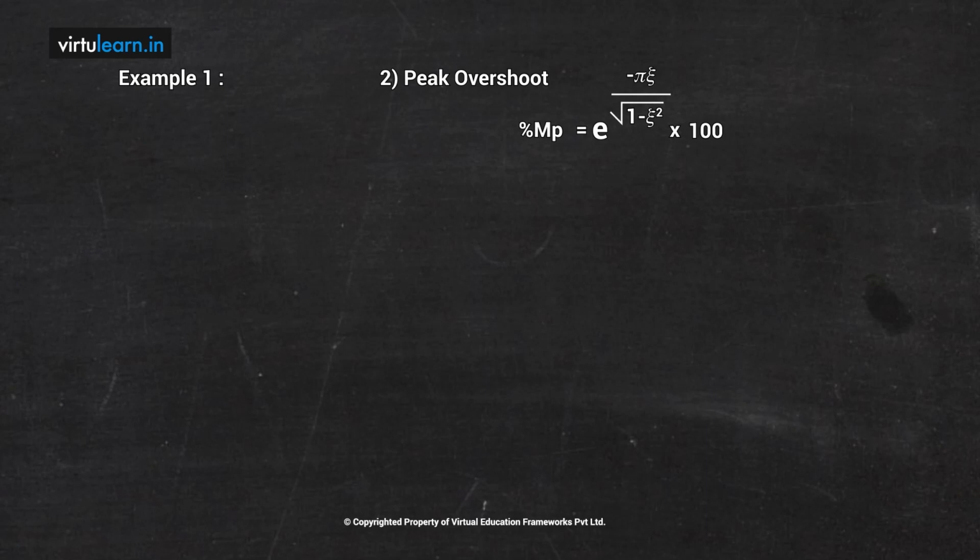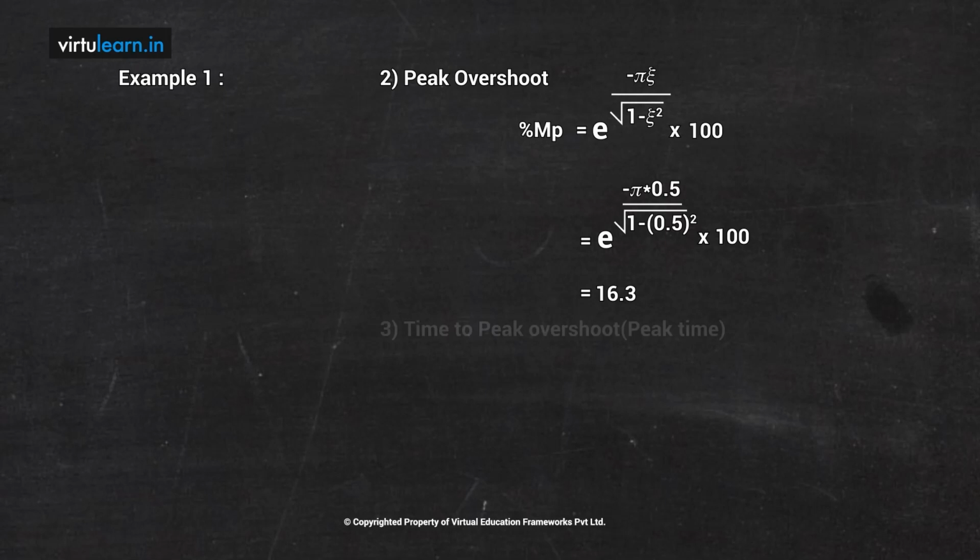Then peak overshoot. We know the peak overshoot formula, that is percentage Mp = e to the power of minus zeta pi divided by under root 1 minus zeta square, into 100. So if you substitute zeta and pi, and again in the denominator under root 1 minus zeta square, it gives us nearly about 16%. Exactly it is 16.3%. So this is the peak overshoot for the problem.